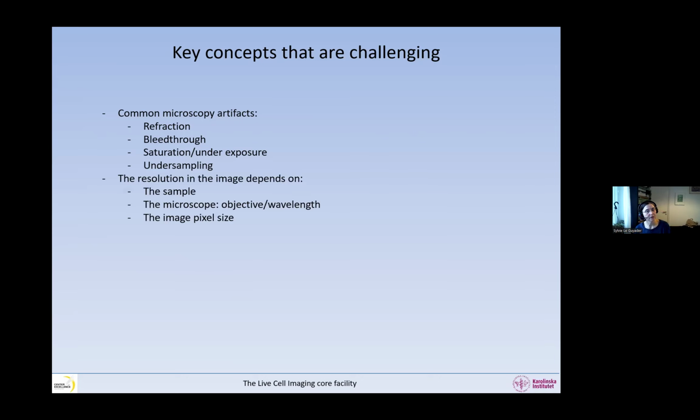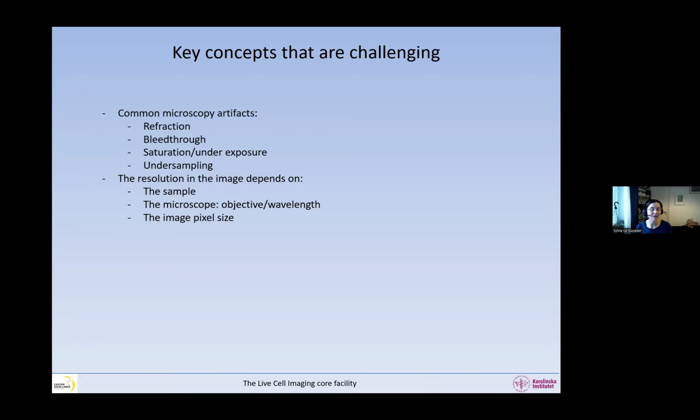And the resolution in the final image depends on several things. One of them, as I pointed out yesterday, is a big one, is the quality of the sample. And then we have, of course, the microscope. So the objective is extremely important for the resolution of the image and also the wavelength of the light that we are using. So all this we will talk about during the course. What I'm giving you now is like a big picture thing.